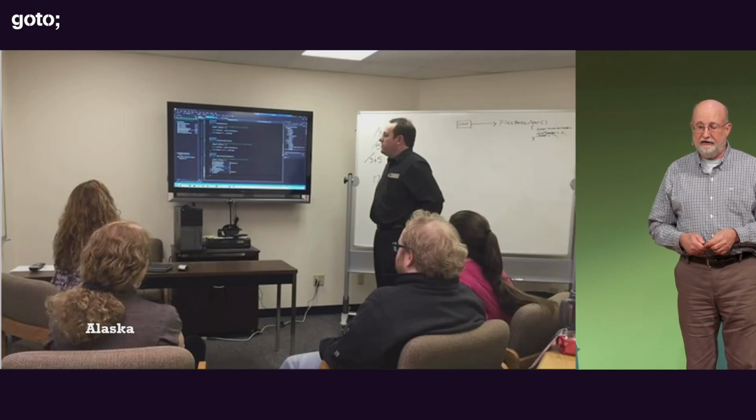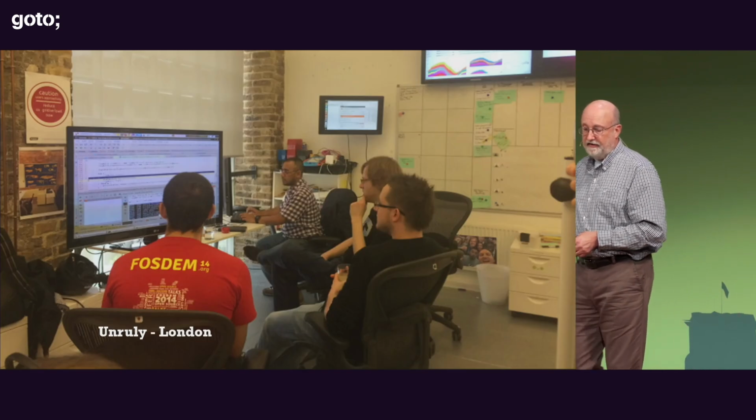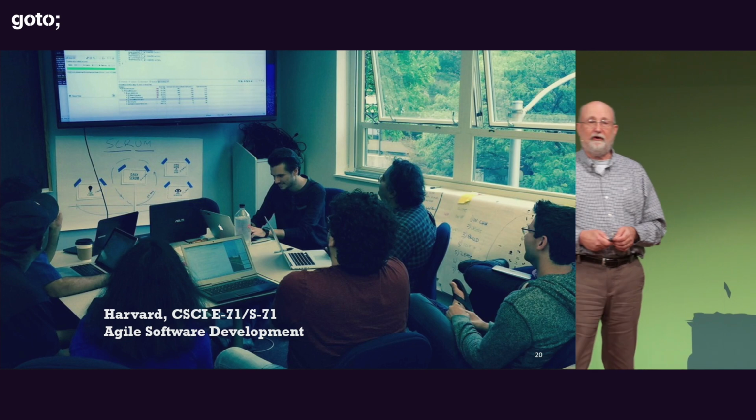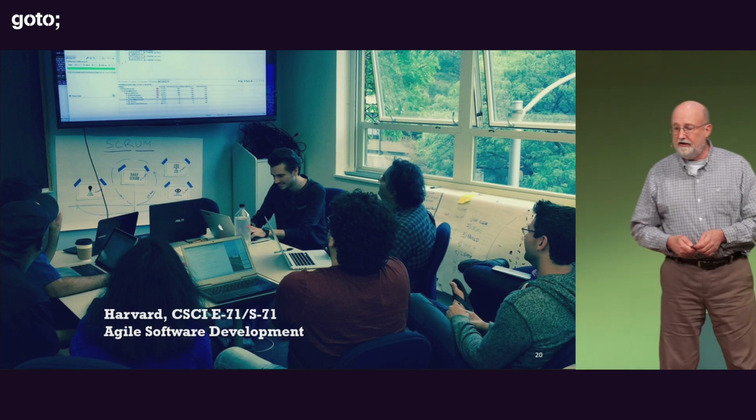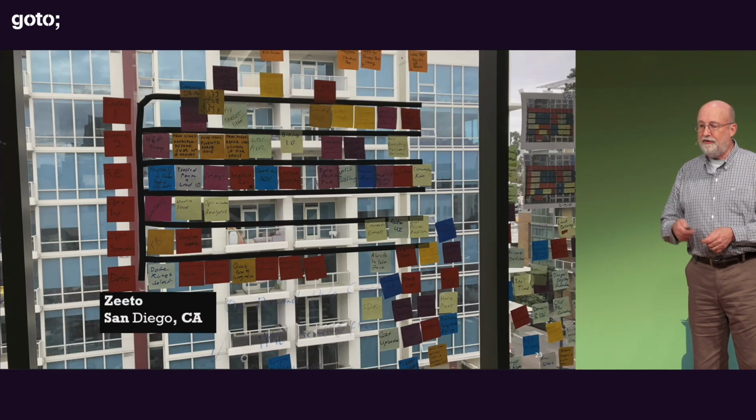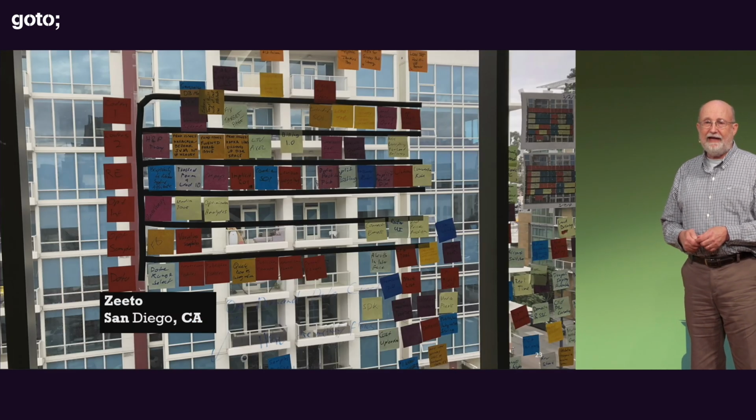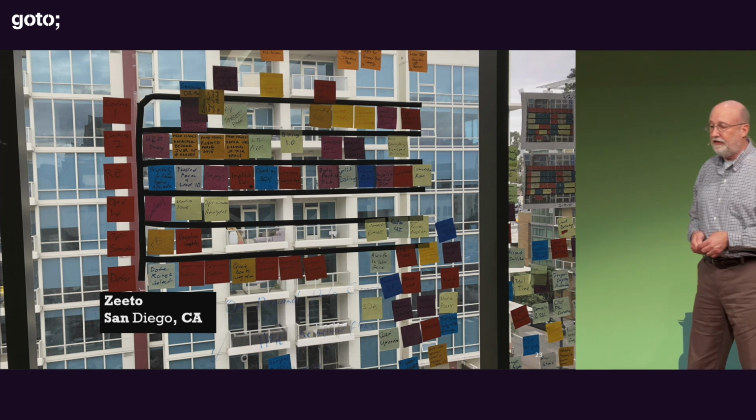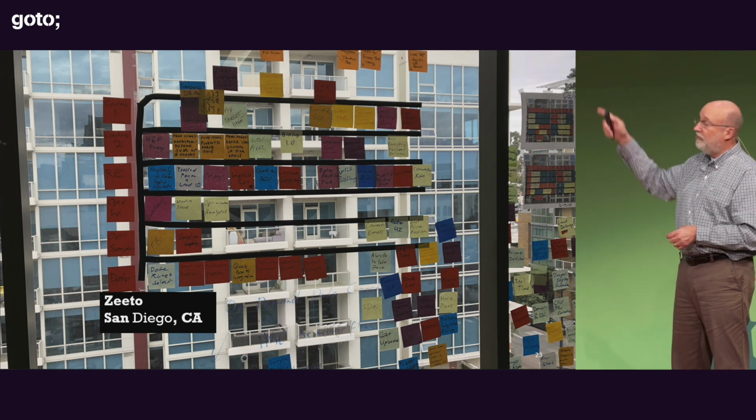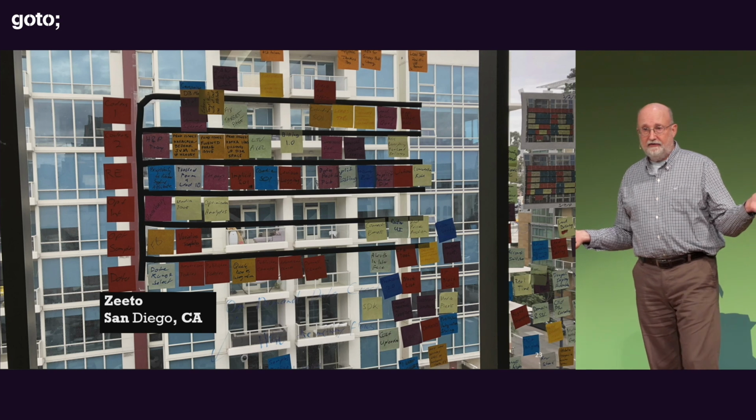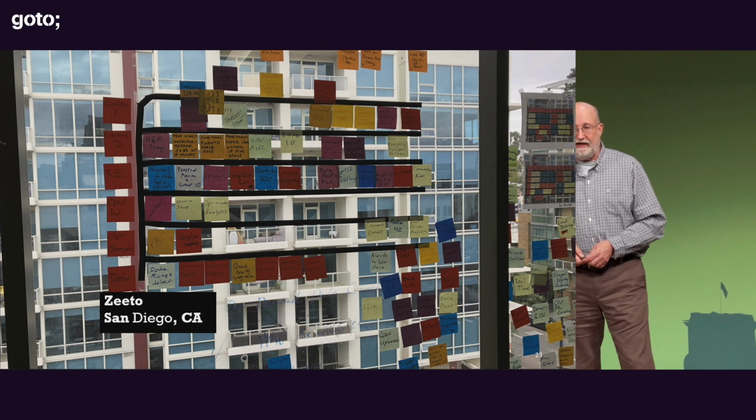Here's a group in Alaska, a group in the UK, London, Boston, Stockholm, Unruly in London. This is a class being taught at Harvard. Here's a group in Zito in California. They wanted me to show how little it takes to manage 6 teams of work when they're working this way. The CTO of the company showed me this and said that's all they need to manage these 6 teams of people.